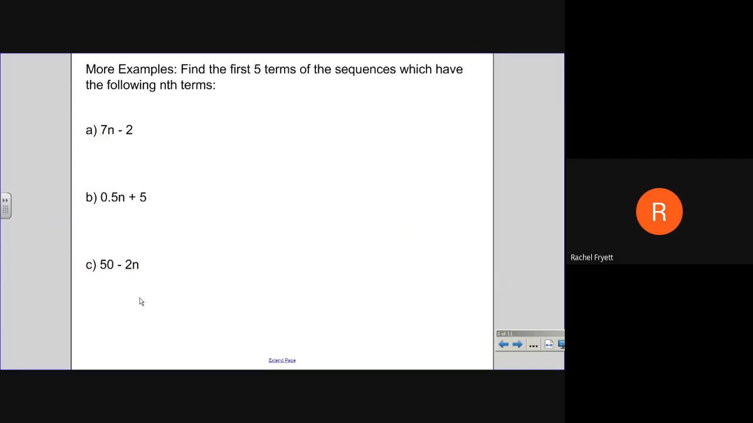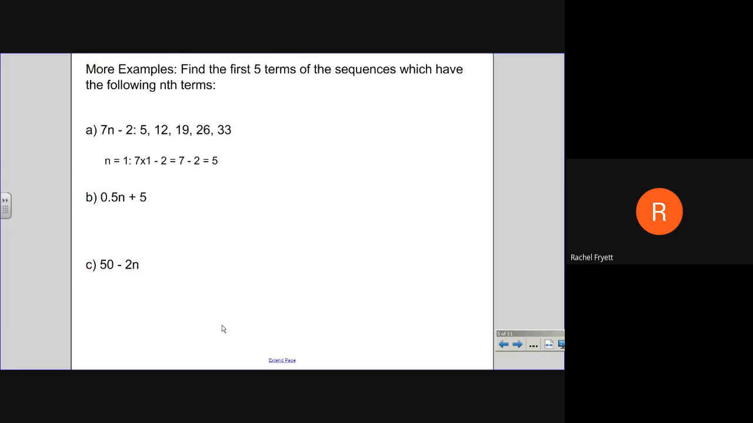So for 7n minus 2, so I still need to start by saying n equals 1. I need to figure out that first number. So I'm going to do 7 times 1. And this time I'm going to take away 2 to get 5. So I'm going to start with a 5. That's my first term. And here, the cheats way, the quick way, is to add 7 each time. So 5 add 7 is 12. Add 7 is 19. Add 7 is 26. Add 7 is 33.